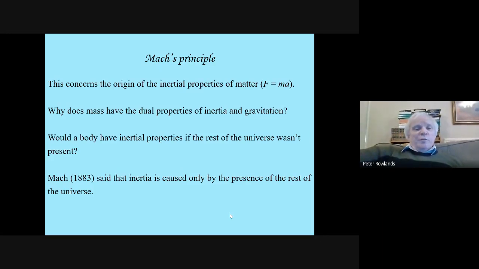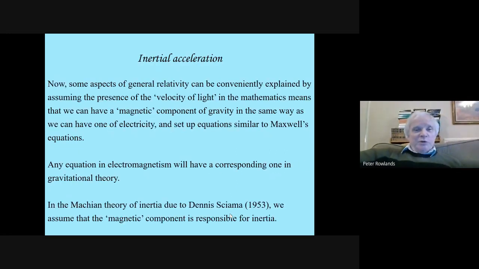And the question is, would a body have these inertial properties if the rest of the universe wasn't present? Well, Mach in 1883 thought that wasn't so. He said inertia is caused only by the presence of the rest of the universe. It's called Mach's principle.